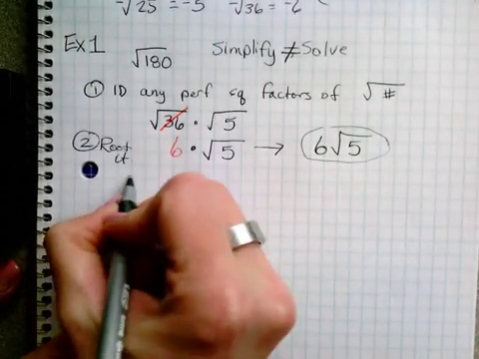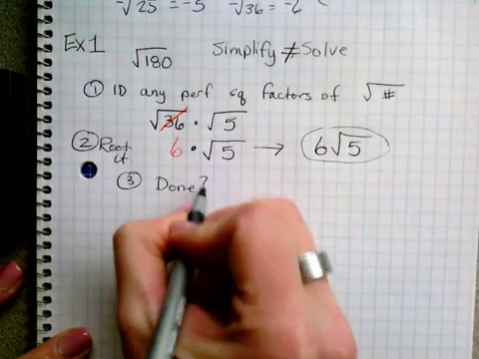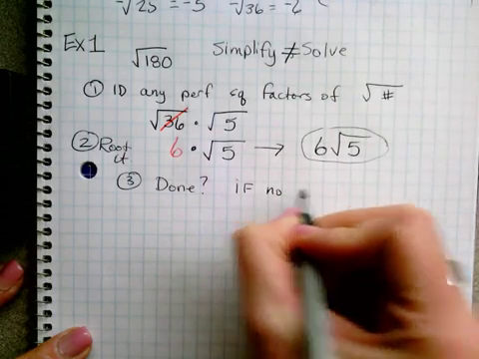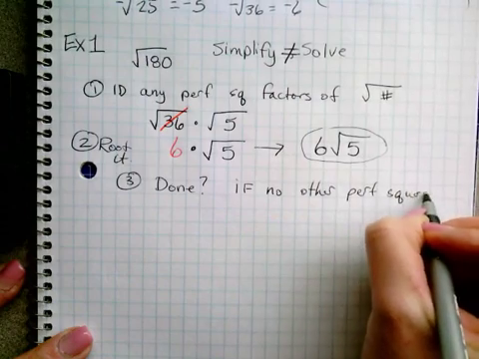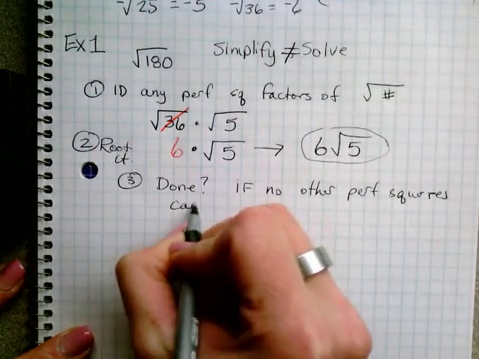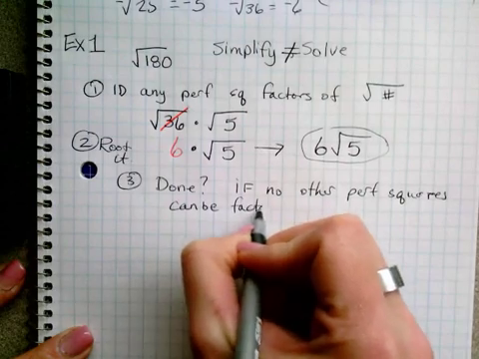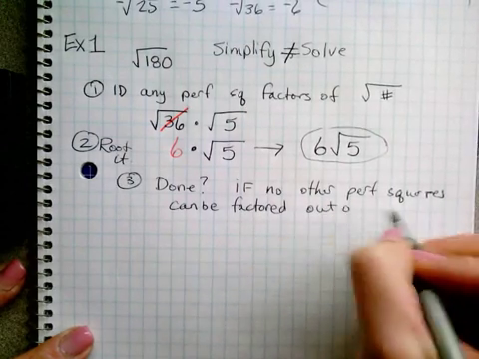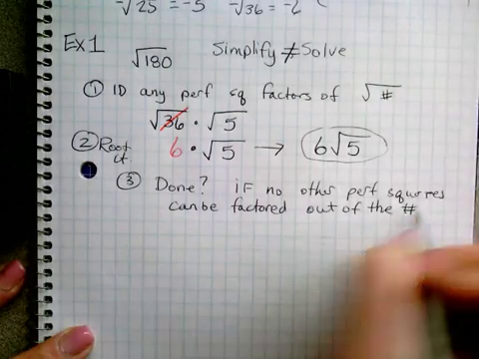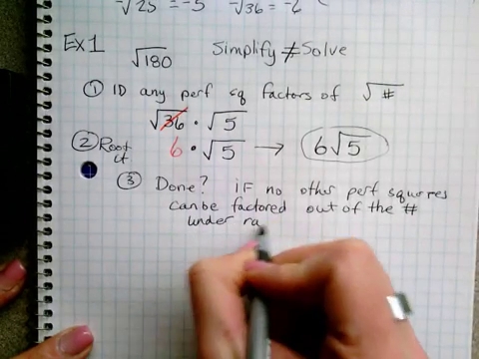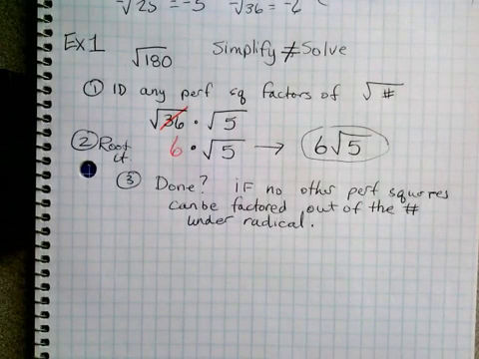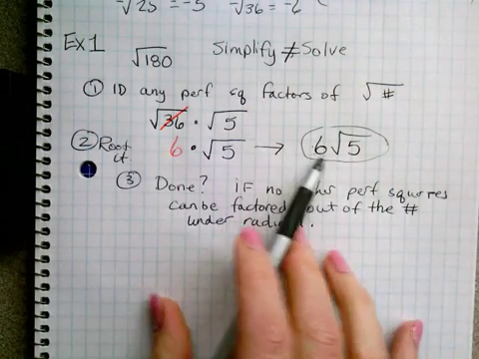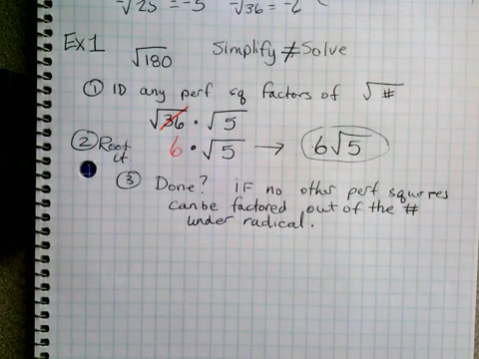You know you are done if no other perfect squares can be factored out of the number under the radical. Okay, I know I'm done because 5's only factors are 1 and 5. The square root of 1 is 1. 1 times 6 is still 6. It doesn't change anything. That's how I know I'm done. Okay?